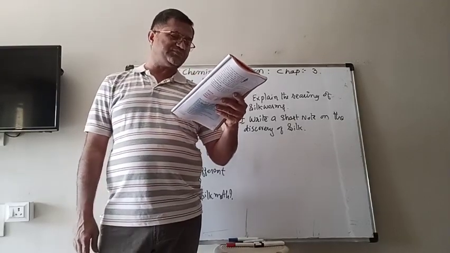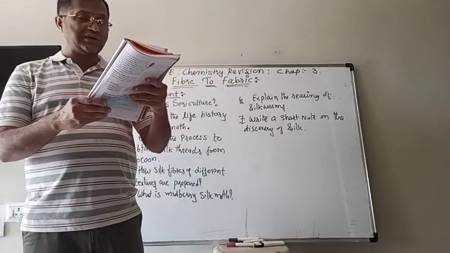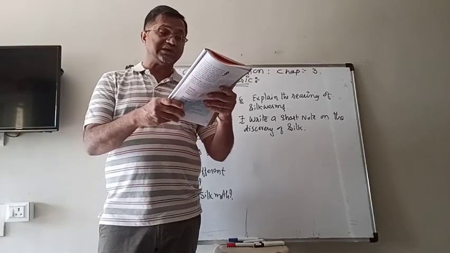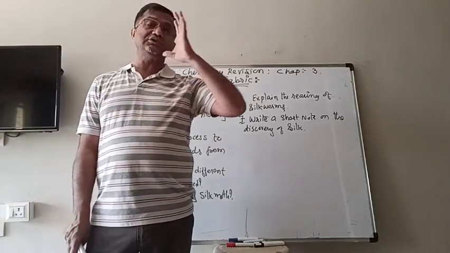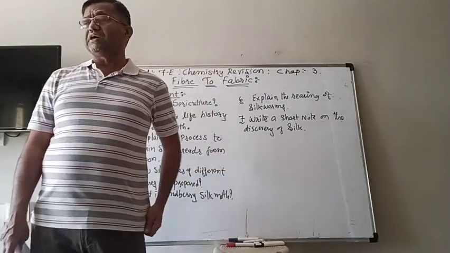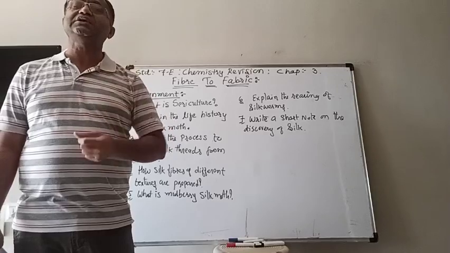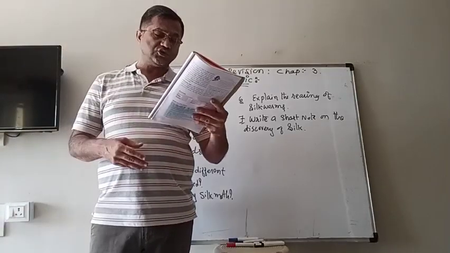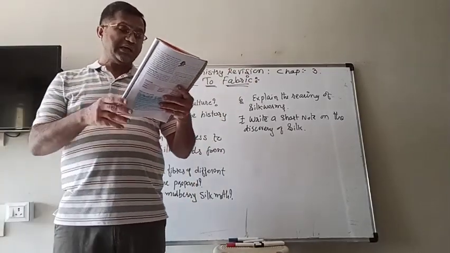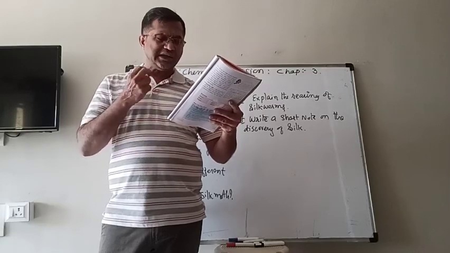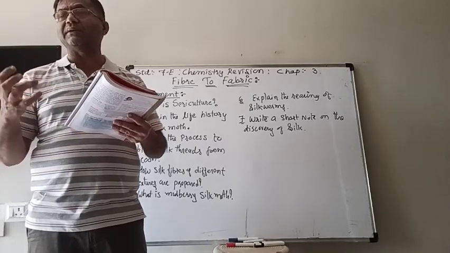According to a Chinese legend, the Empress Si Lung Chi was asked by the Emperor Yuan Ti to find the cause of the damaged leaves of mulberry trees growing in their garden. They observed that the leaves of the trees were getting eaten. Why was it happening? So they gave an order to find the cause of the damage. Then the empress found white worms eating up the mulberry leaves.